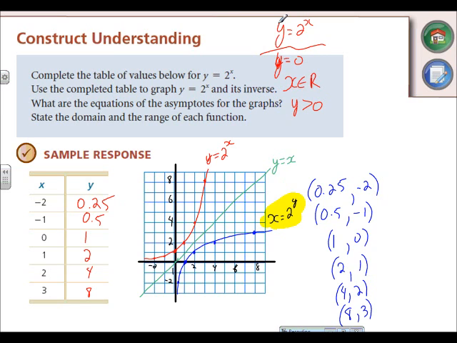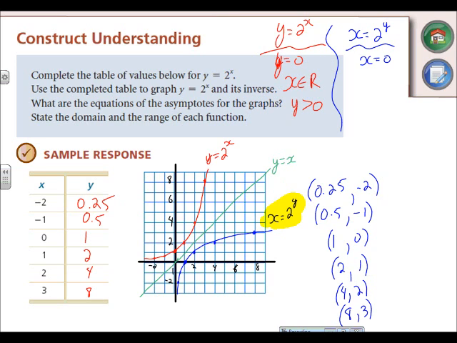If we're doing our inverse, that means everything flips. The domain becomes our range, our x-intercepts become y-intercepts, our asymptotes go from horizontal to vertical and vertical to horizontal. So now we've got x equals 2 to the y. Our asymptote now is not y equals 0. We switched x's and y's. It's now x equals 0.